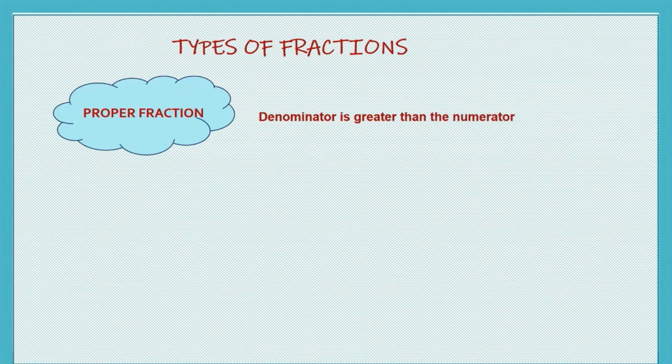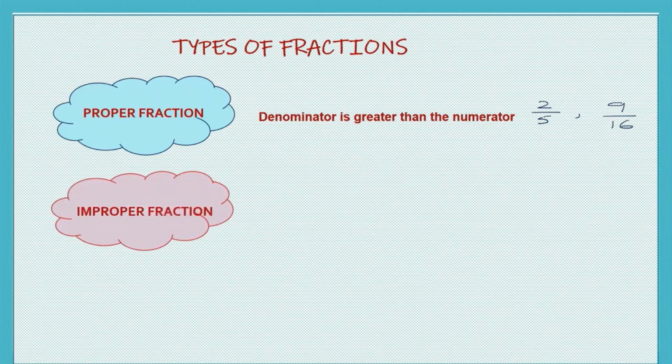Now if I have to give you an example of this, denominator is greater, so we'll have the numerator as 2, denominator as 5. So can you see the denominator is greater than the numerator? Another example, I have 9 and I have 16. So here the denominator is greater than the numerator. So this is a proper fraction.